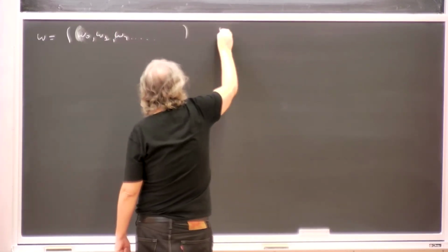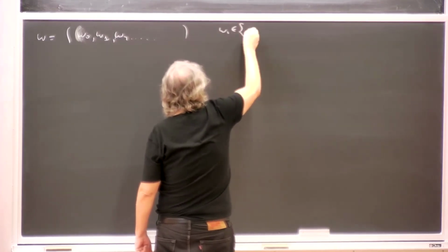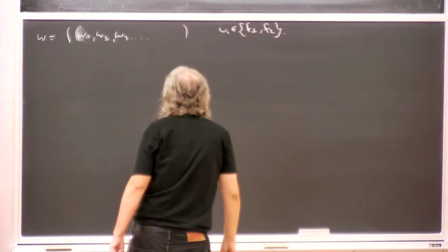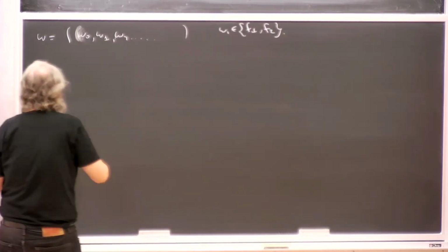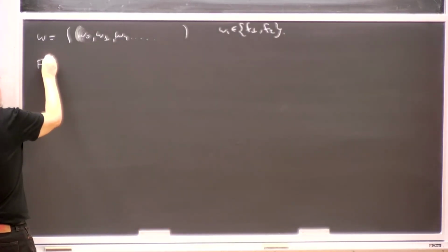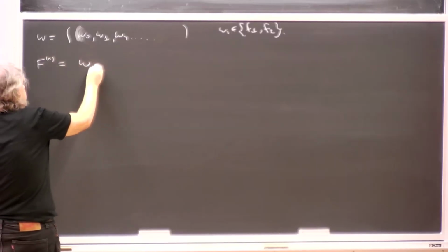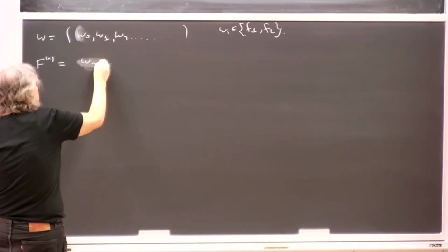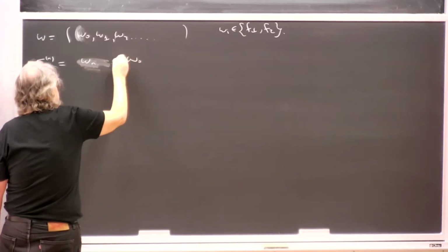So each omega I is either F1 or F2. And then I'll write maybe capital F sub n. This is going to be omega 0 to, well, I'll write those out. I guess I'll want another order. So I just multiply them together.